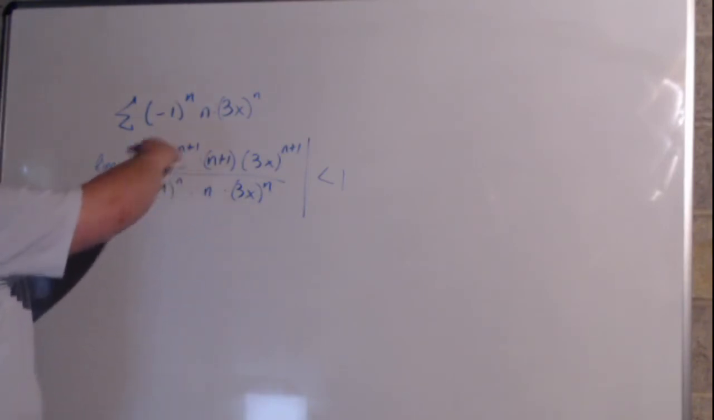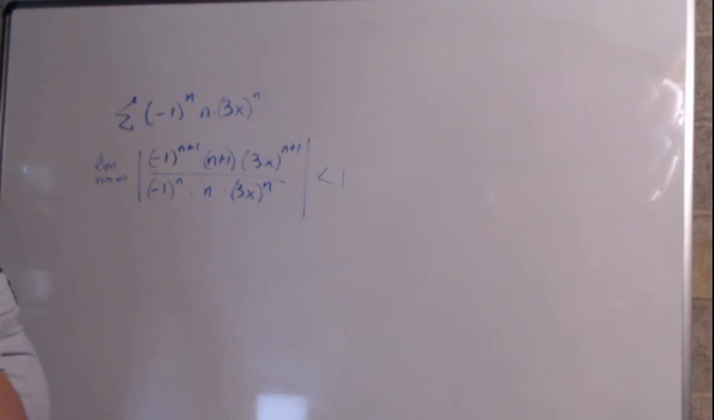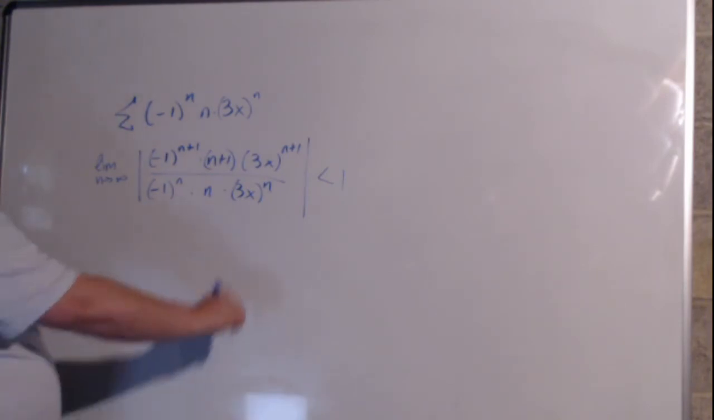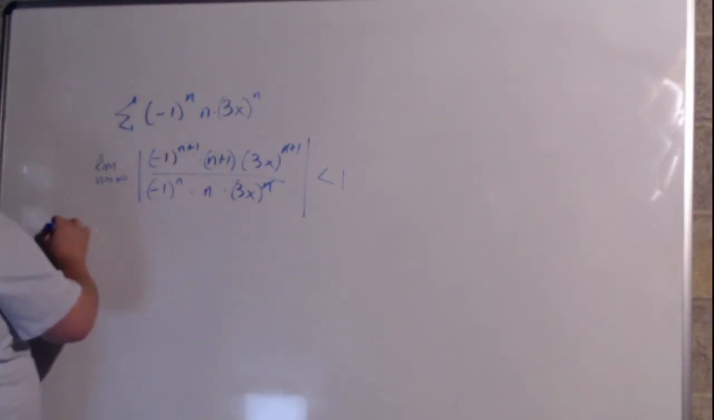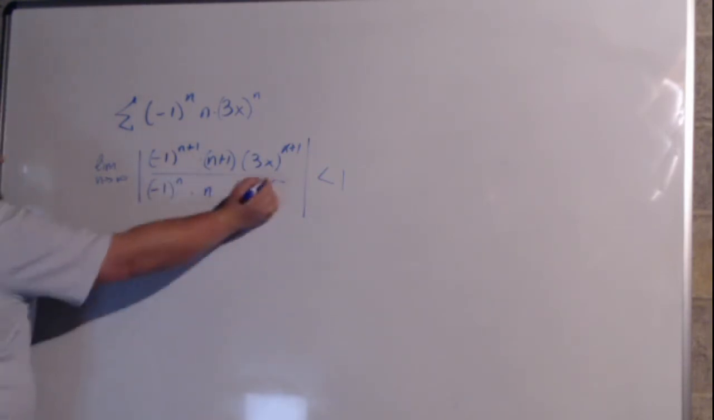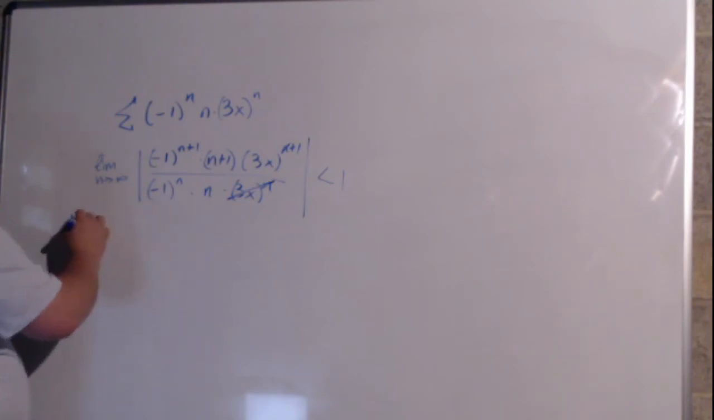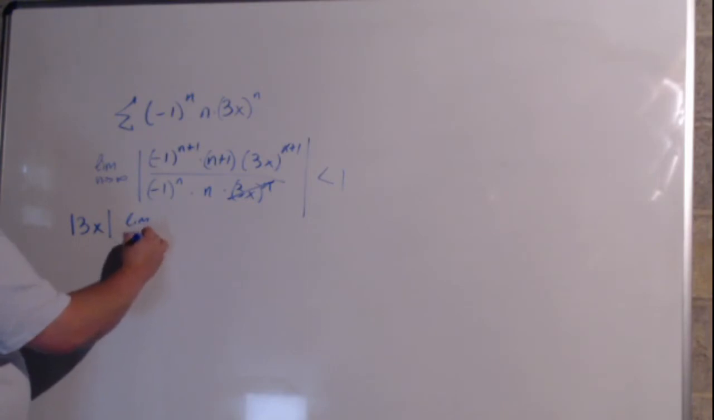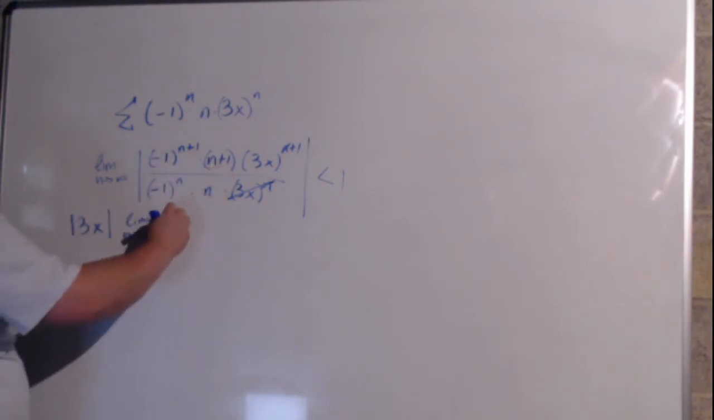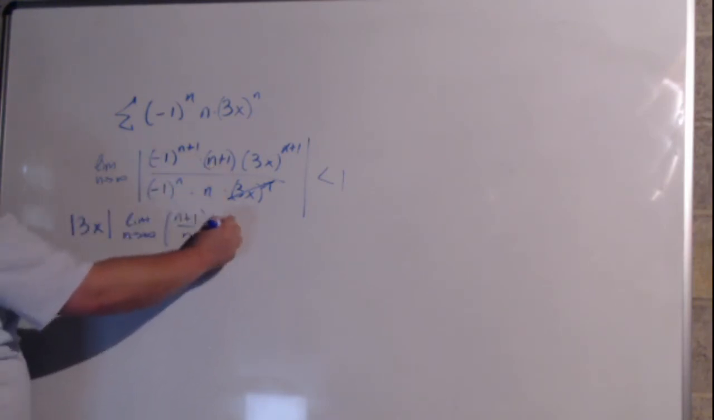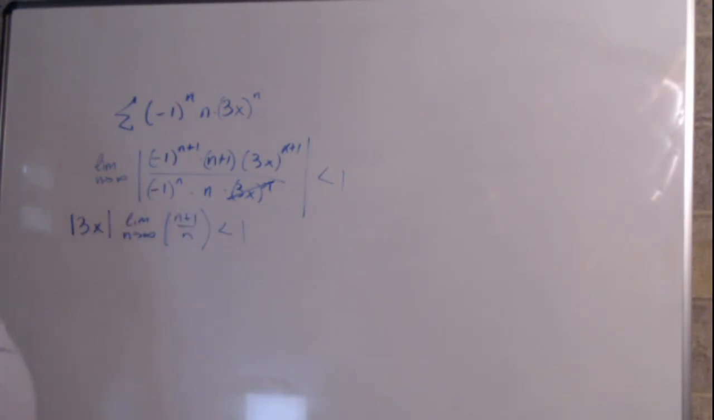These -1s here are going to go away when we take the absolute value. The 3x to the n's can cancel. They have to stay inside the absolute. So actually this goes all together. So we have absolute of 3x. We still got limit, n approaches infinity. Don't need the absolutes anymore. N plus 1 over n left behind, all less than 1. Right, again, these disappear with the absolute.